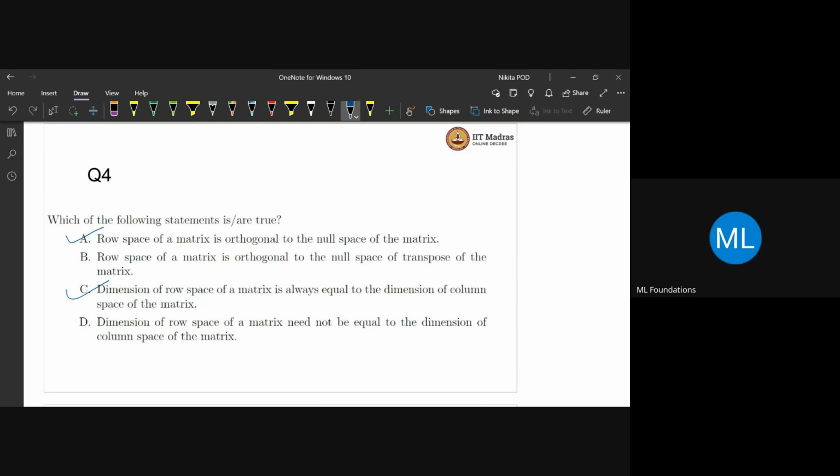Similarly, option D is wrong. So this we have already seen and proved it. So these are the statements that are coming from the fundamental subspaces.